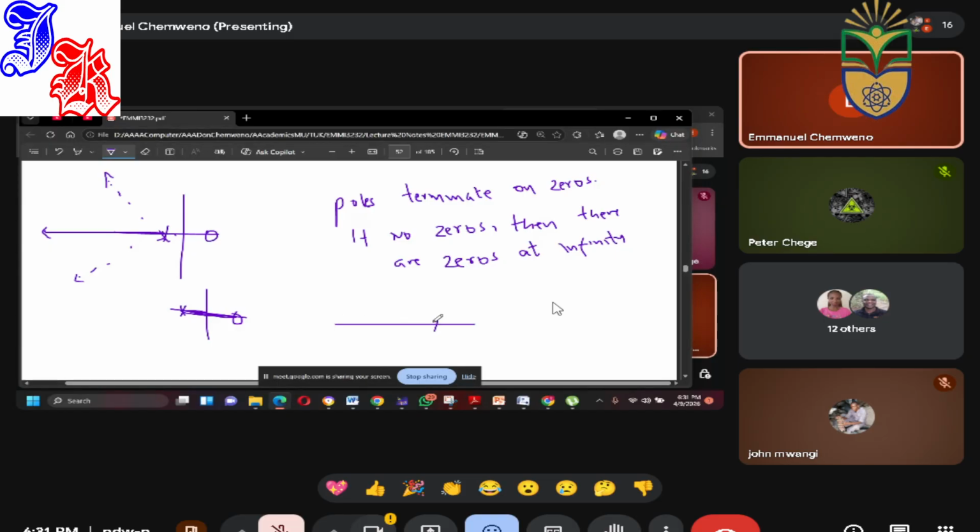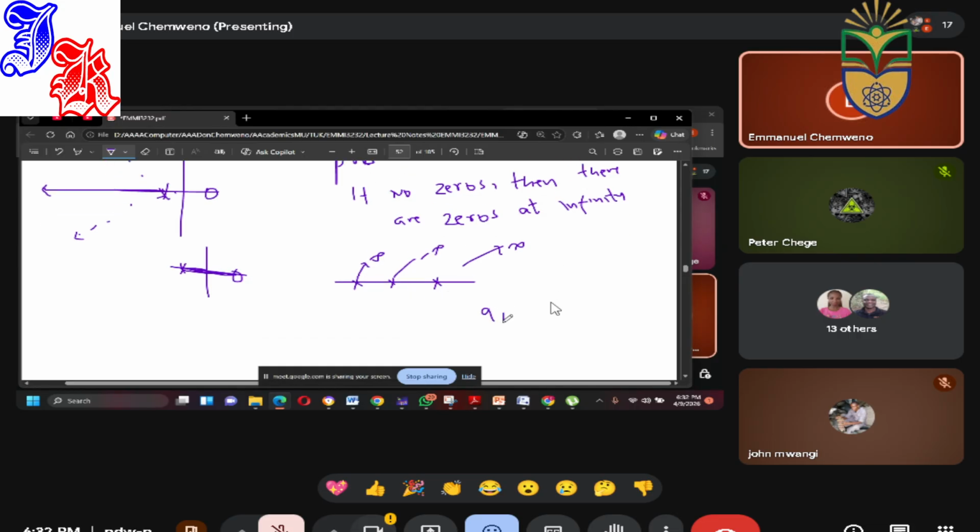Supposing there are four poles, it means all these poles will terminate at infinity. This will terminate at infinity. This will terminate at infinity. And this will terminate at infinity. The zeros are at infinity. How does it approach infinity? It approaches through some asymptotes.